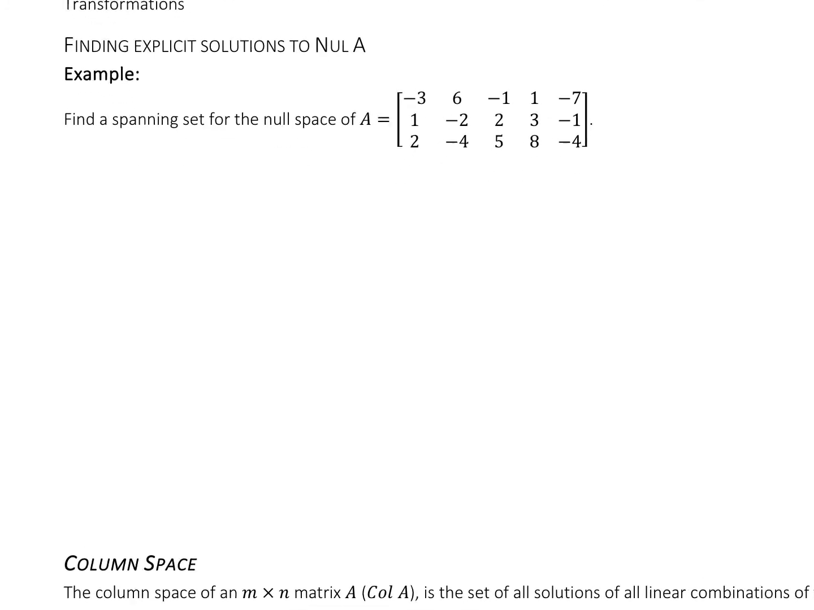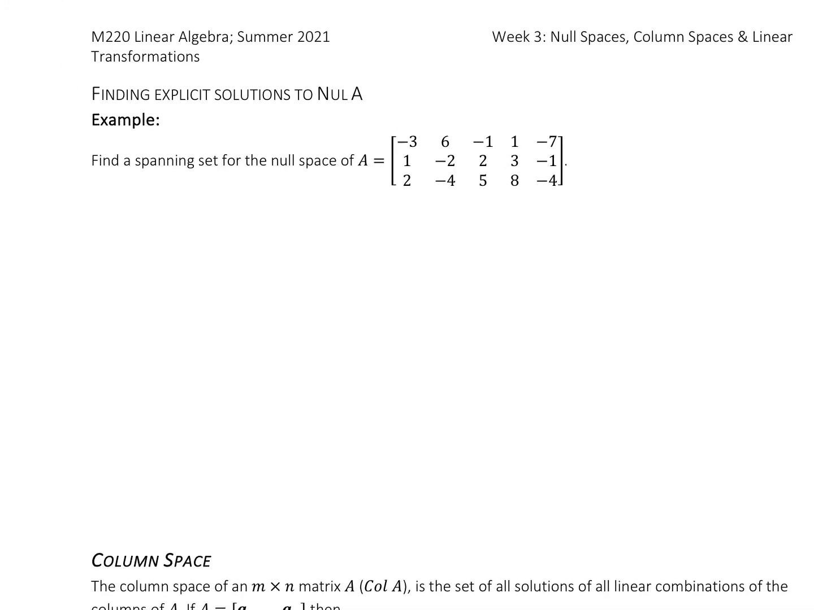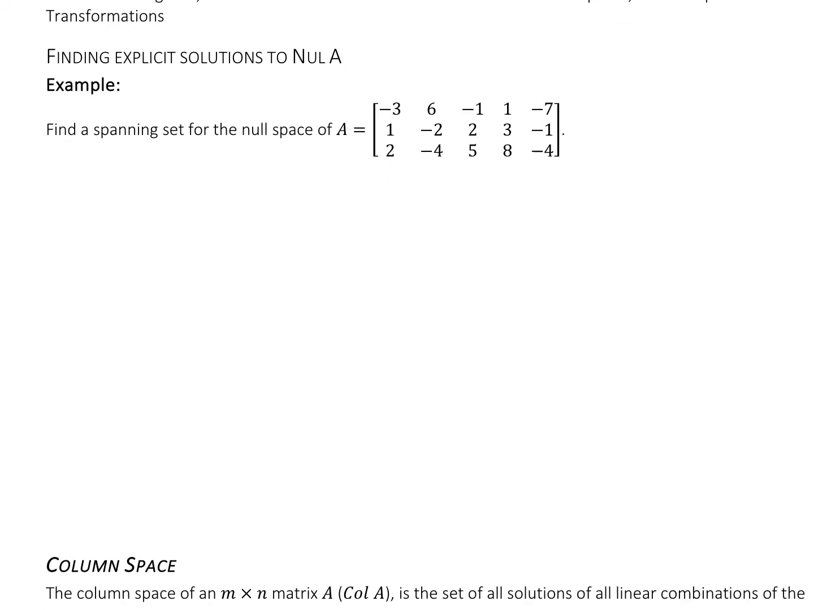Okay. We're going to find the spanning set. Notice I didn't ask for the span, I asked for the spanning set. So I asked for a set that represents the null space of A. We just said that the null space of A is equal to all of our x vectors that satisfy Ax equals 0. All right, that's our null space.